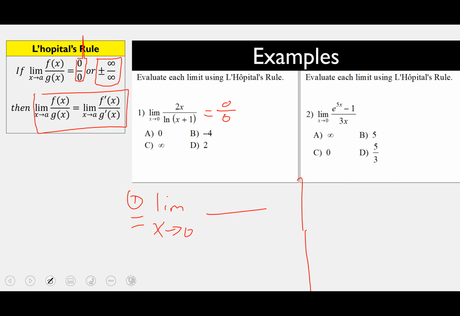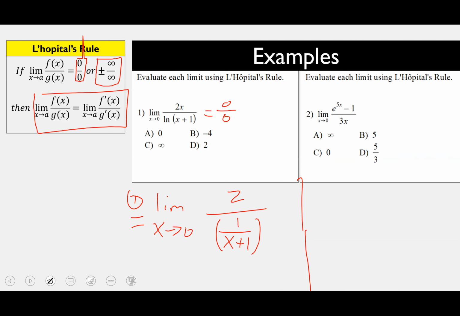So we're going to derive the top and the bottom separately. So if I derive 2x, what do I get? 2. And if I derive the natural log of x plus 1? 1 over x plus 1. Okay, there would be chain rule there, but chain rule would just be multiplying by the derivative of x, which is 1, so I don't need to write it.